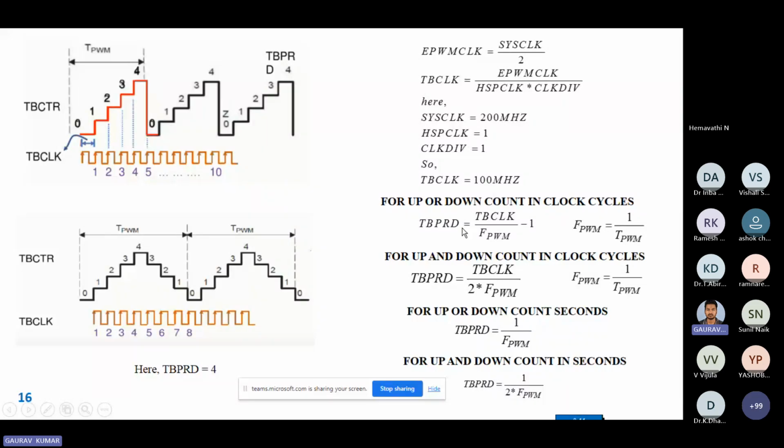Now we see how to find TBPRD. I have told you the formula: TPWM is equal to TBPRD plus 1 into 1 by TB clock. According to that, we can find the TBPRD value. So TBPRD value is TB clock by FPWM minus 1. From TPWM equal to TBPRD plus 1 into 1 by TB clock, you can find the TBPRD value. Where FPWM is this one. For up and down counter, TBPRD value is TB clock by 2 into FPWM, which I have told you from this diagram, how this formula came.